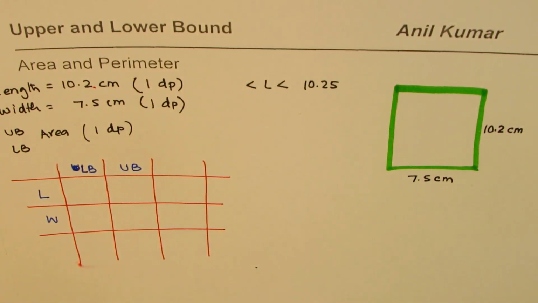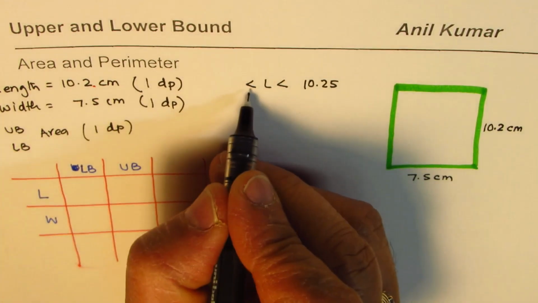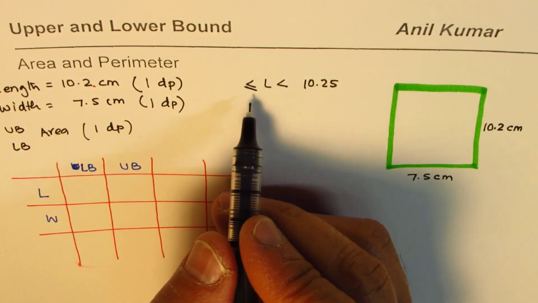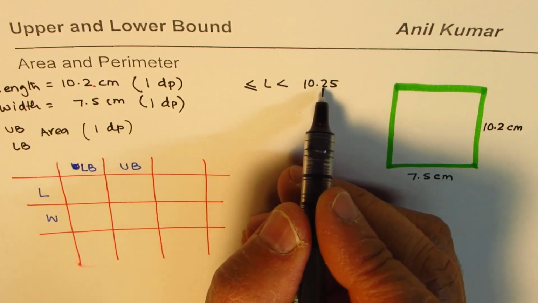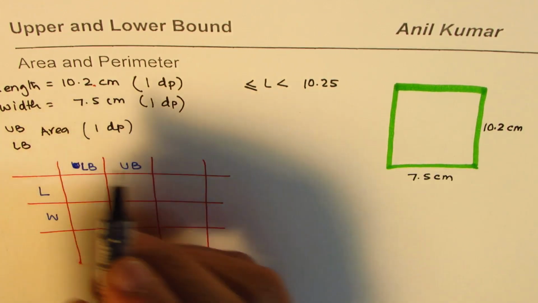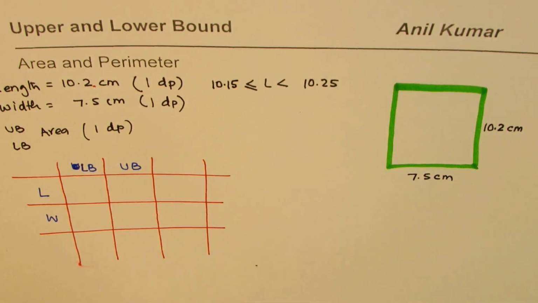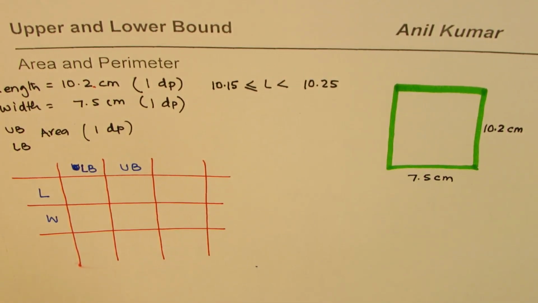And I have to take away the same value. When I take away the same value, we round, because it works with rounding principles also. So we'll take away 0.05 to get the lower bound. So it'll be 10.15. Does it make sense to you, right? So that is the upper and the lower bound for the length.